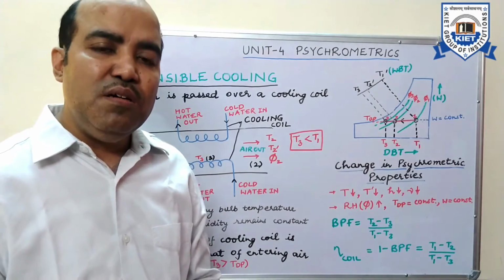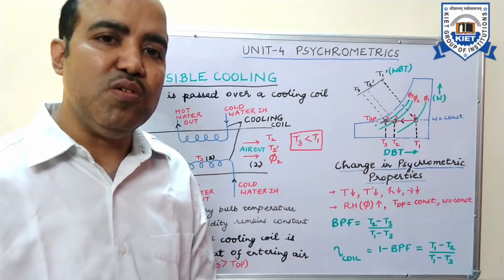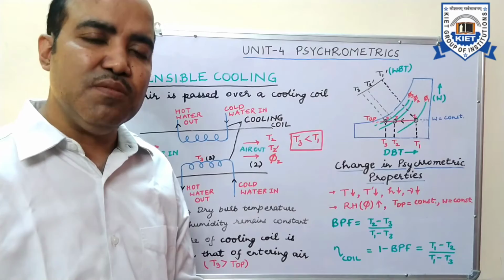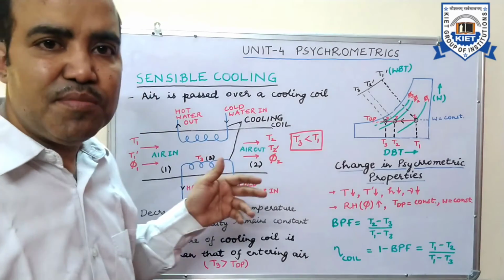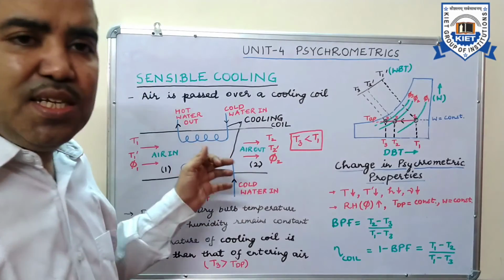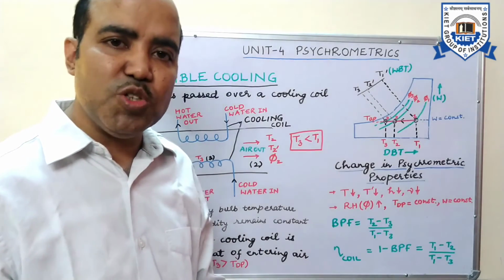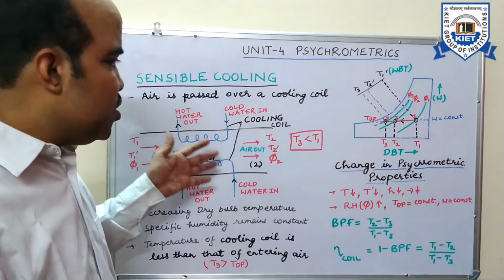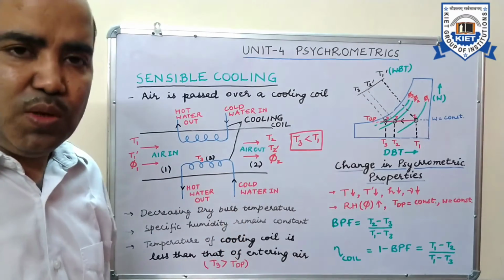Why? Because if this temperature is less than the dew point temperature of the incoming air, moisture will start condensing, which is present in the air entering from this side. And in this case you have the collection of water in the form of small droplets. So these are the key points of sensible cooling.